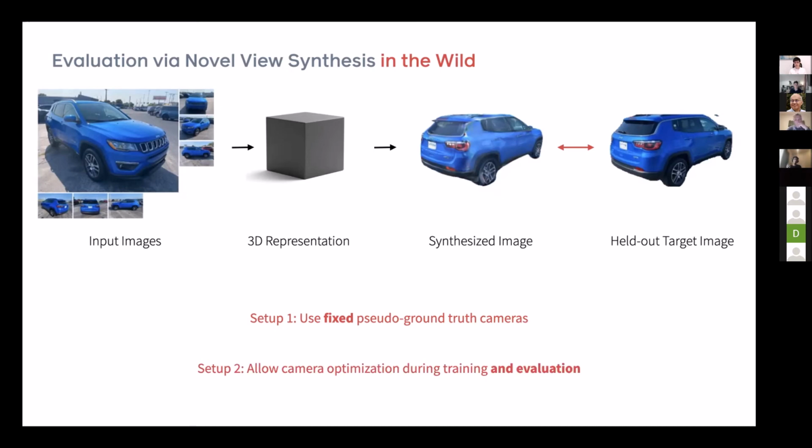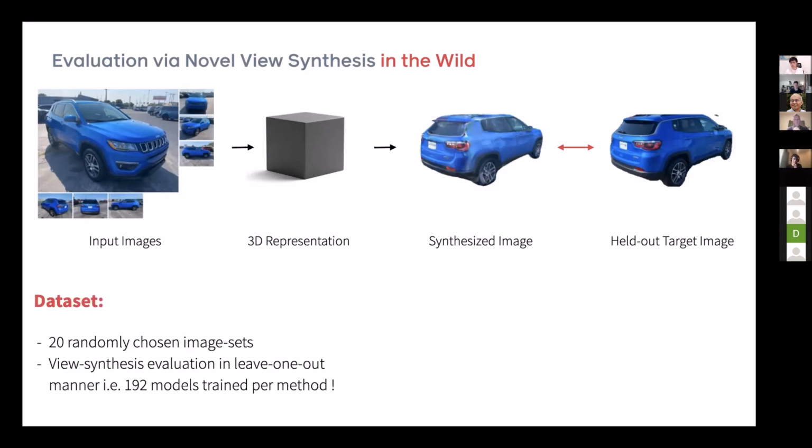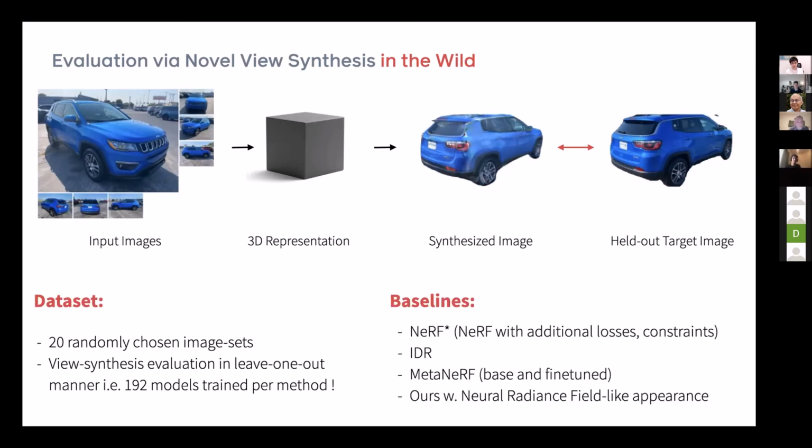So when we say that we want to generate this held out image, we should also be able to optimize the camera that we are viewing it from, because the camera that we have from the off-the-shelf system is not always precise. It may be off by 10 or 20 or 30 degrees. So a method should be able to optimize the camera to generate any target view. And I might skip some of the details. And we, again, evaluate this in a data set that is built off of Craigslist, where we chose 20 different image sets, and we compare against NeRF and IDR and some other variants as well.